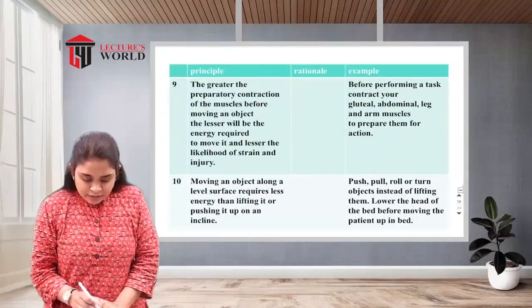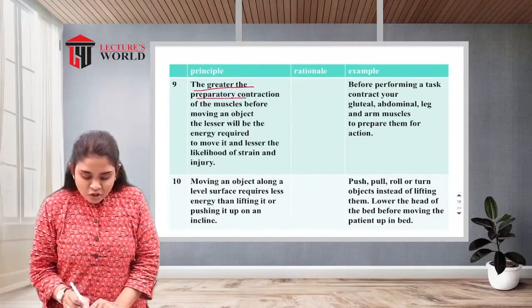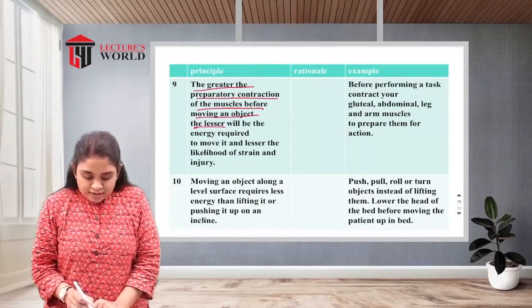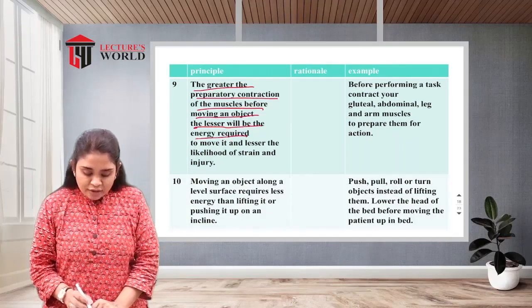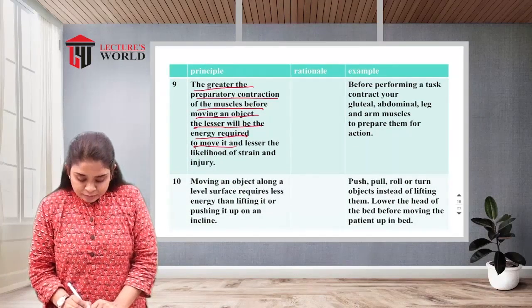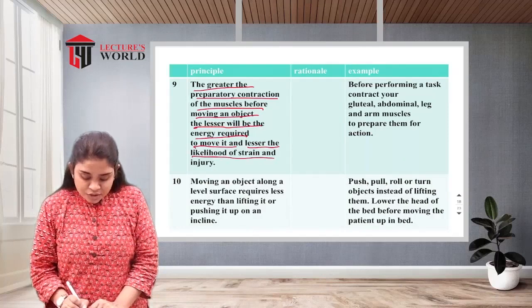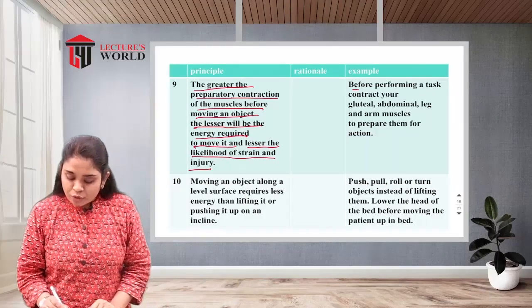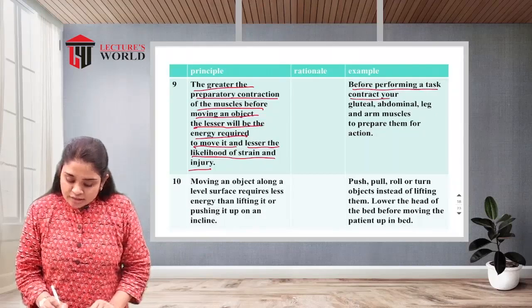Okay, then after, the greater the preparatory contraction of the muscle before moving an object, the lesser will be the energy required to move it, and lesser the likelihood of the strain and the injury. So in that example, first we'll see. So before performing a task, contract the gluteal muscle.